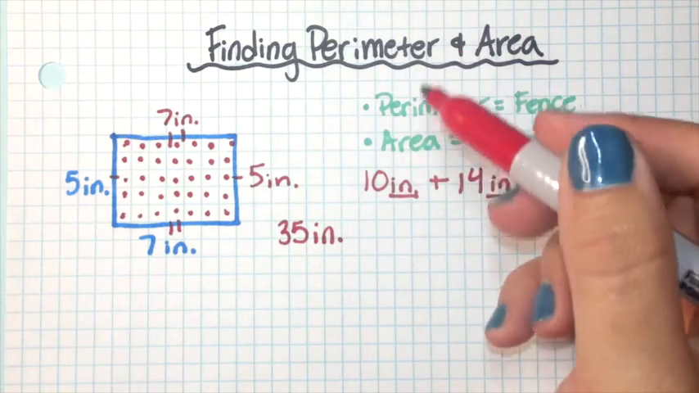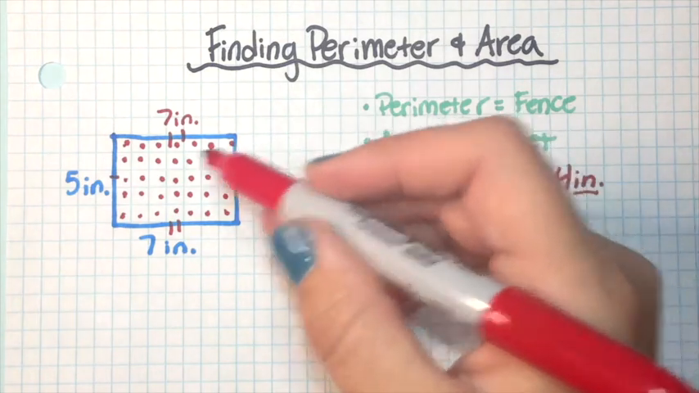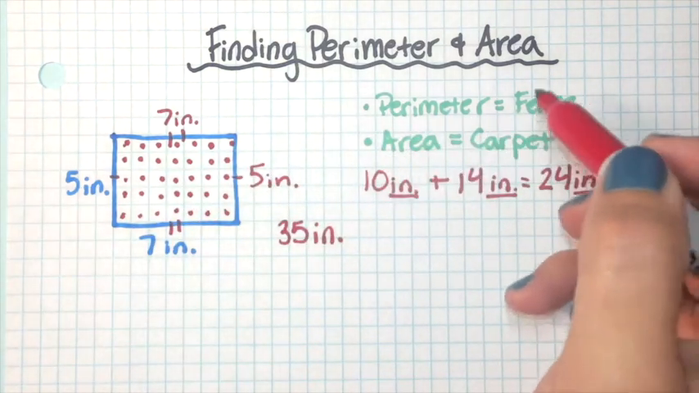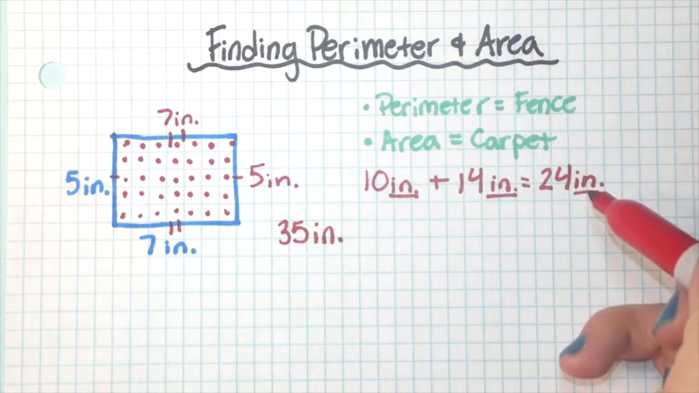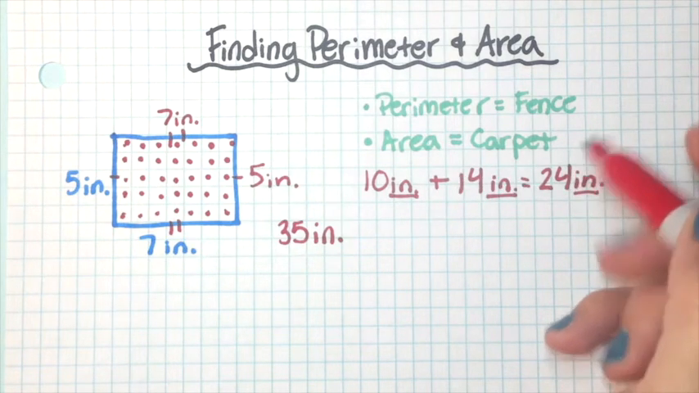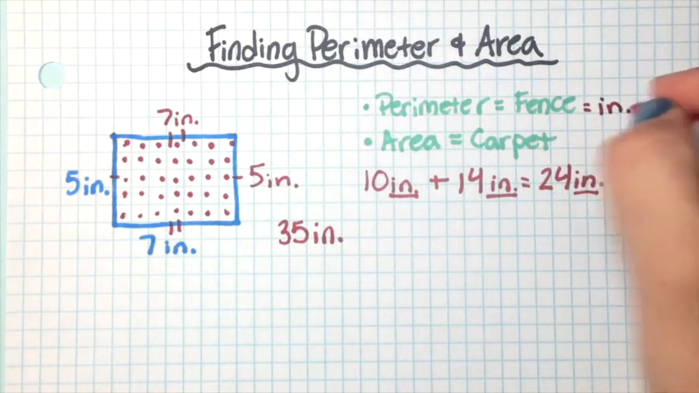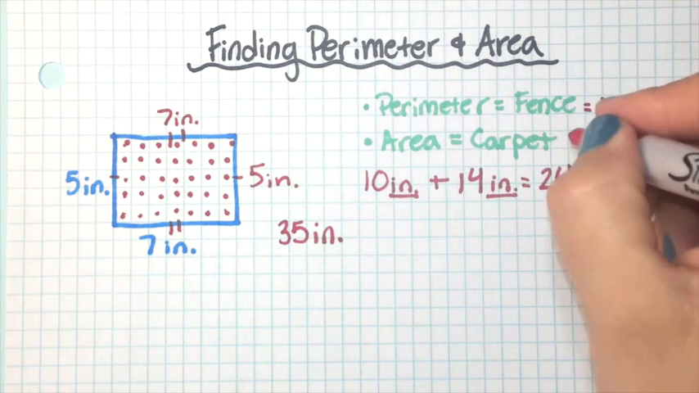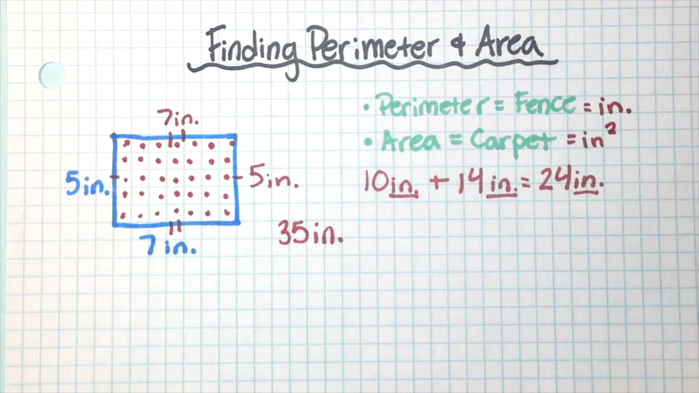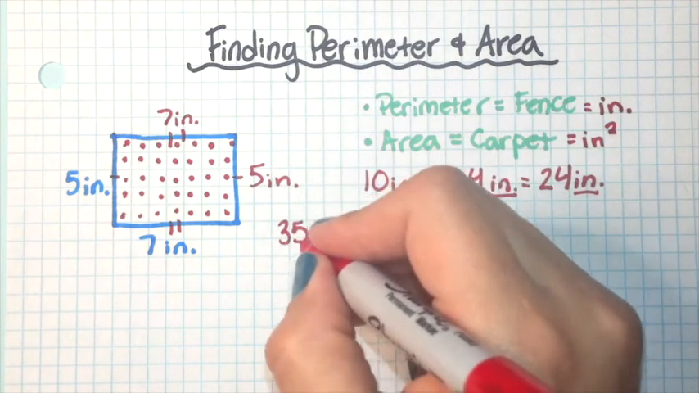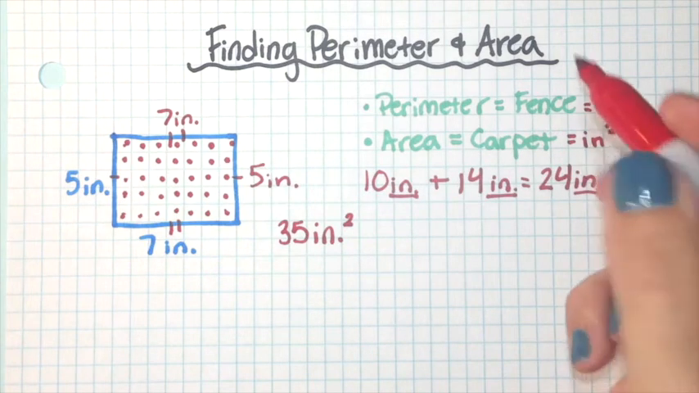Now, you have to think about this: with the area, we are not just saying the perimeter is 24 and then saying inches. Perimeter means it's going to be in inches. Area will always be squared, so inches squared in this example. So it'd be 35 inches squared.